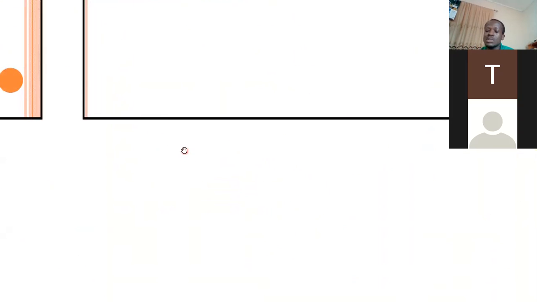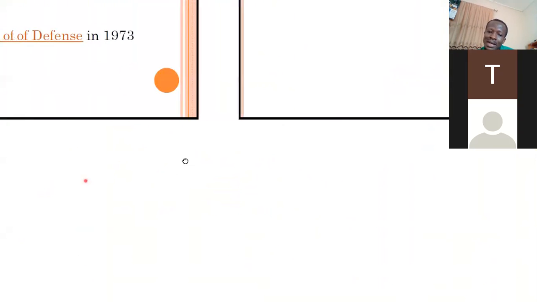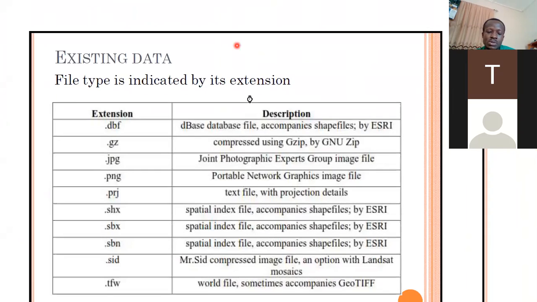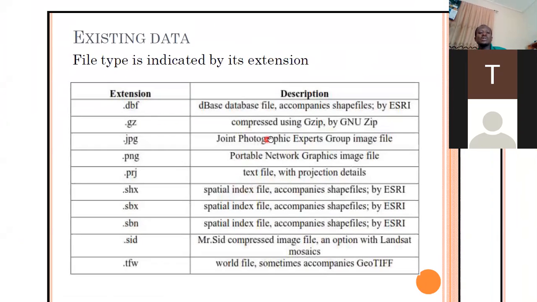Those who didn't come for last week's lecture, you need to know the kind of data that you are being served with, the entities and attributes. Okay, so you need to appreciate these file extensions. If someone gives you data, you need to understand what kind of data you are giving me. Is that okay? So you get to know file extensions, DBF, database file, ZIP file, compressed file.